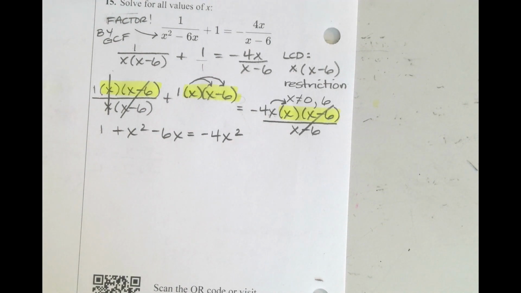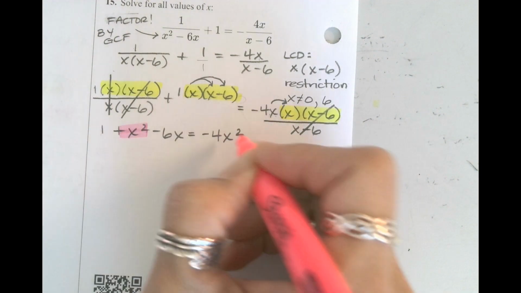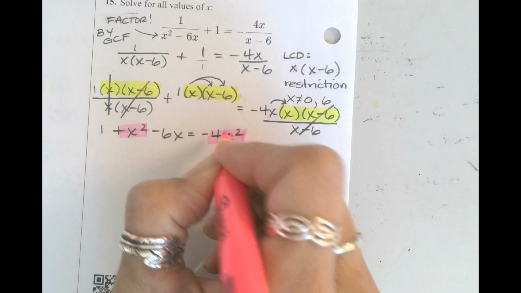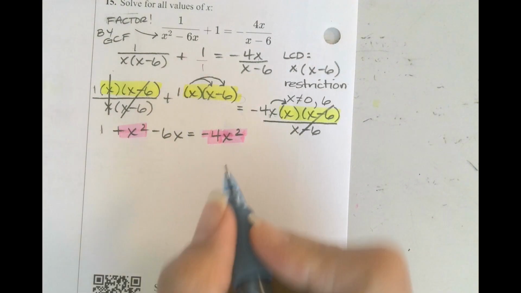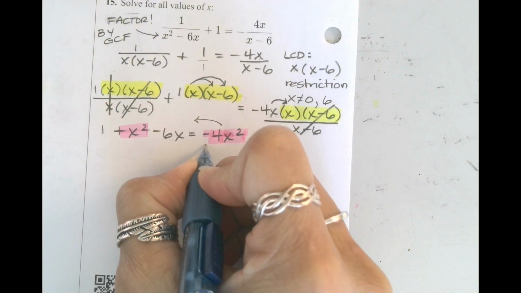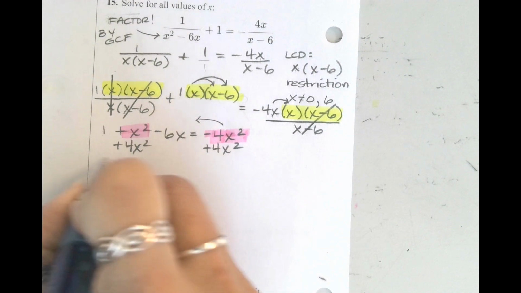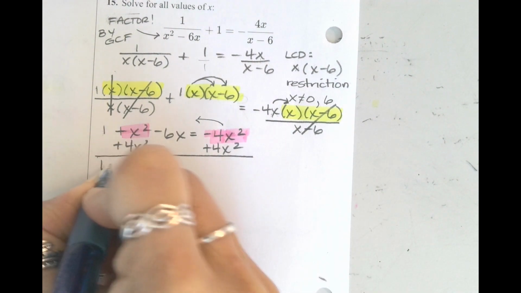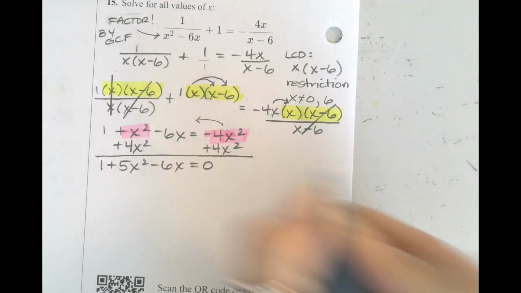All right. We have quadratics, right? We have a quadratic equation here. The rule says that when I have a quadratic equation, I must move everything over. Am I moving everything to the left of the equal sign or to the right? To the left. So let's move this negative 4x squared over. What do I need to do to it? Add 4x squared to both sides. 1 plus 5x squared minus 6x equals 0.